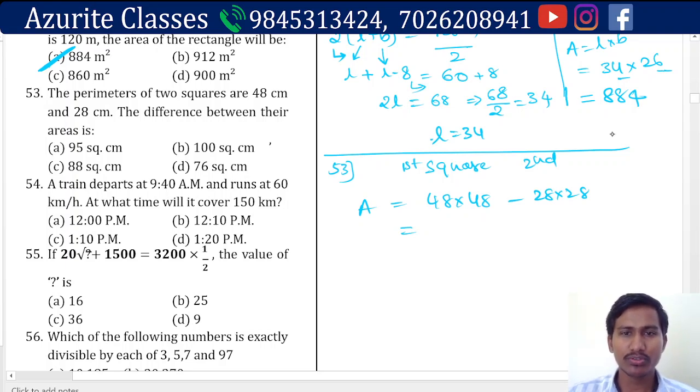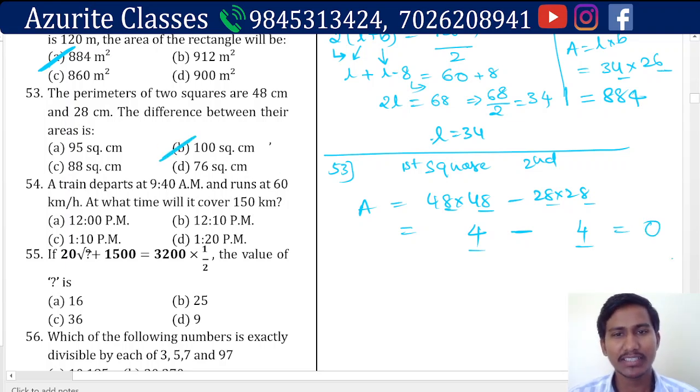So what you can do, you can go option wise. 8 eights are 64, means 4 will be the unit digit. Here also, minus 8 eights are 64, so here also 4 will come. So 4 minus 4 will be 0. So the answer is option B for 53.